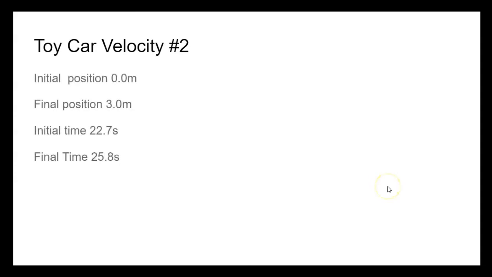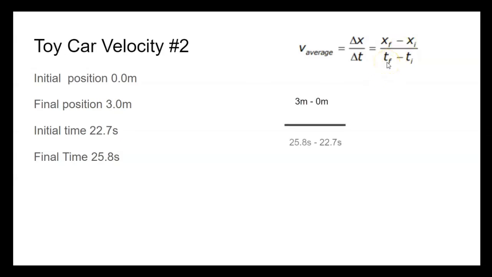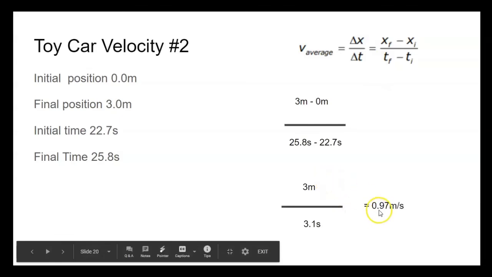Okay, so let's calculate the velocity of the second car we saw. Here are the data numbers, and here's our equation. So let's calculate. We do the final position minus the initial position for the displacement. We divide that by the final time minus the initial time. Okay. And we get 3 divided by 3.1, which is about 0.97 meters per second. Very close to 1 meter every second. That means for every second, this car travels about 1 meter.